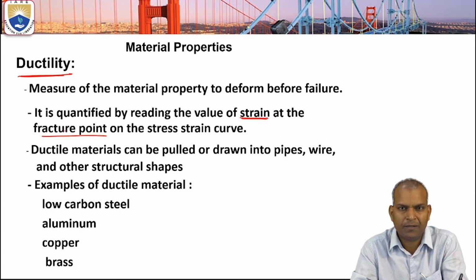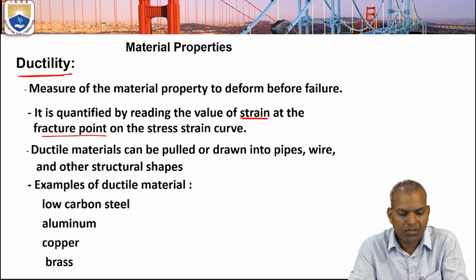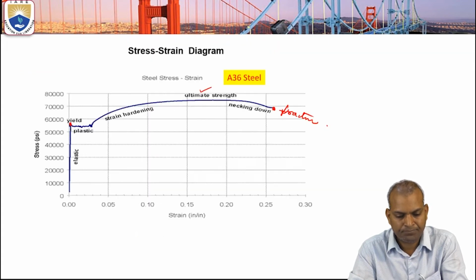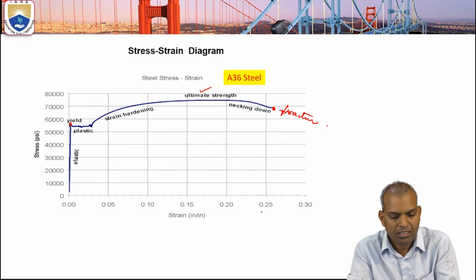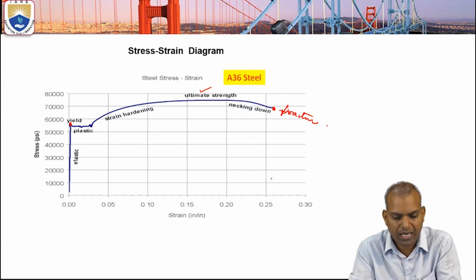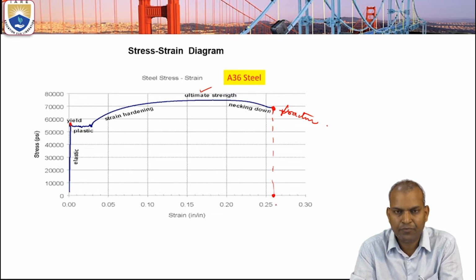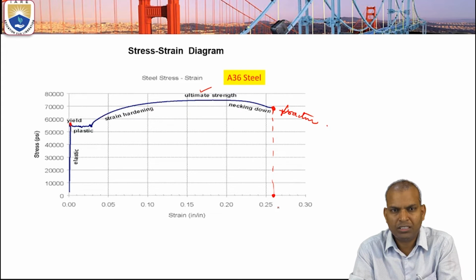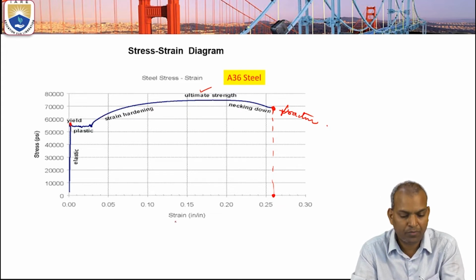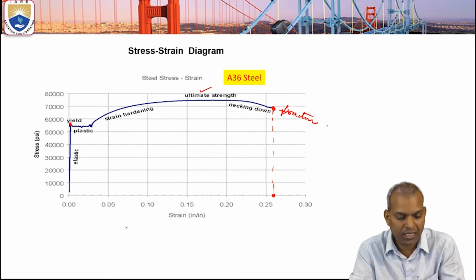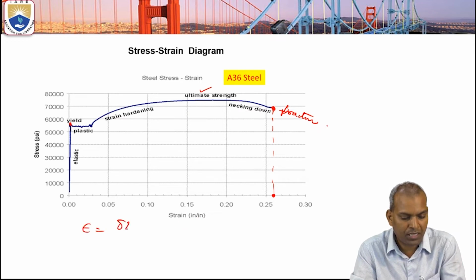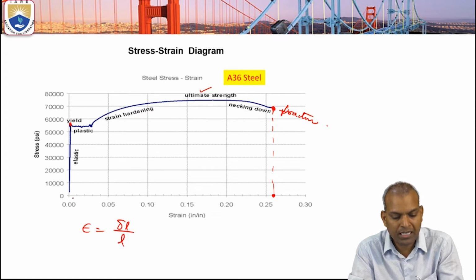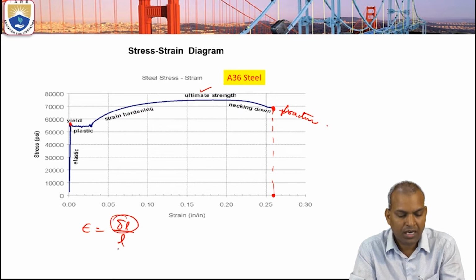How to measure ductility? What is the strain value in the stress strain diagram? Here is the strain value for A36 steel at the fracture point. From this measurement of strain at the fracture point, we can know the deformation, the fraction of deformation. The strain gives the fraction of the deformation. The strain equals delta L by L. So this delta L is the change in length, which can be measured, and L is the original length.